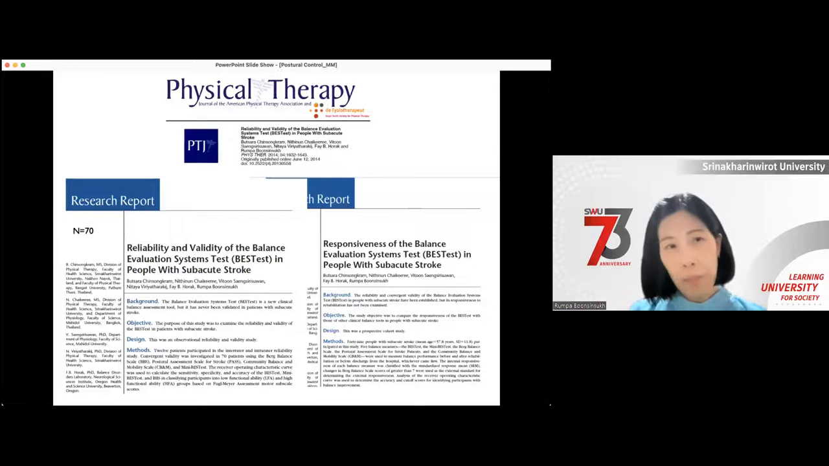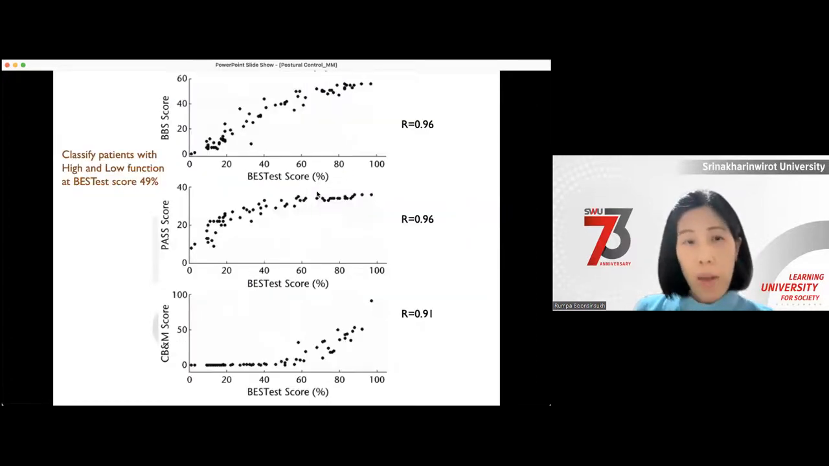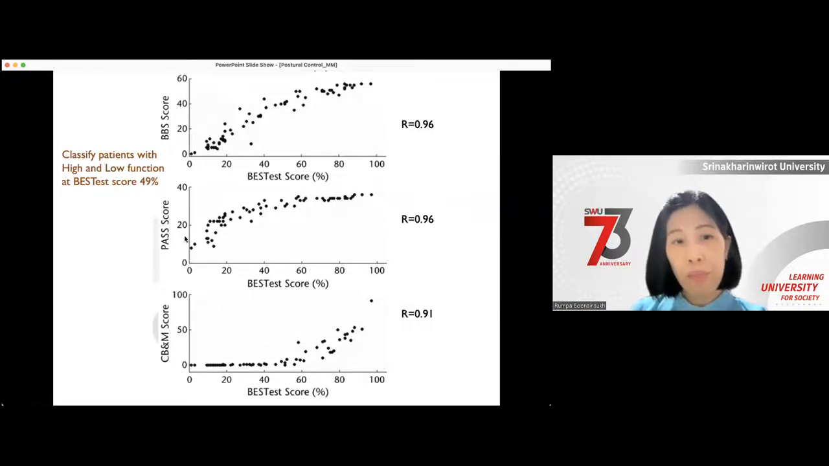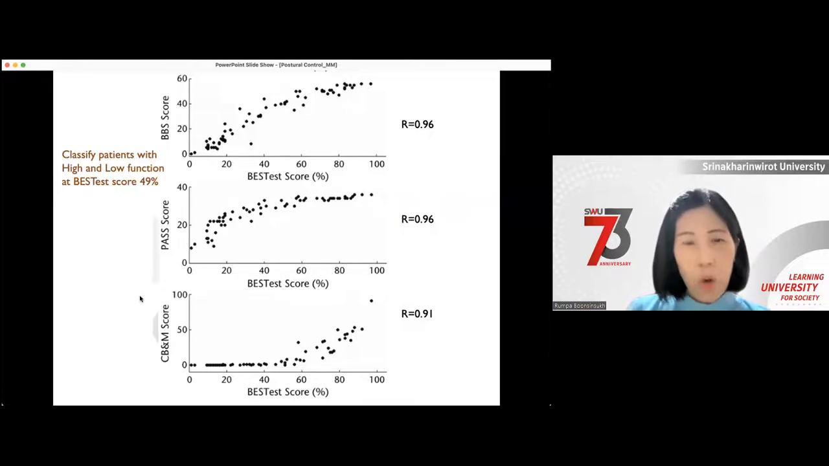Okay, so in patients with stroke, our research team has validated and studied the reliability of the BEST test in people with subacute stroke. And we also looked into the responsiveness of the BEST test in people with subacute stroke. And we found that it shows excellent correlation, or excellent validity, with the balance scales: the PASS score, which is used to measure postural control in patients with stroke who have low function, and the CBMS to measure the balance in patients with stroke who have high function. Okay, so it shows excellent validity with the previous clinical scales that measure balance.